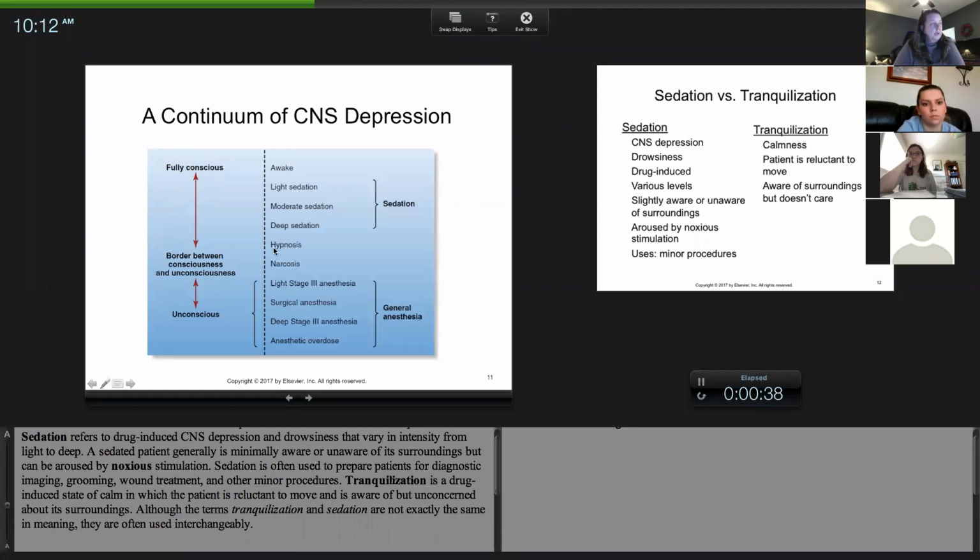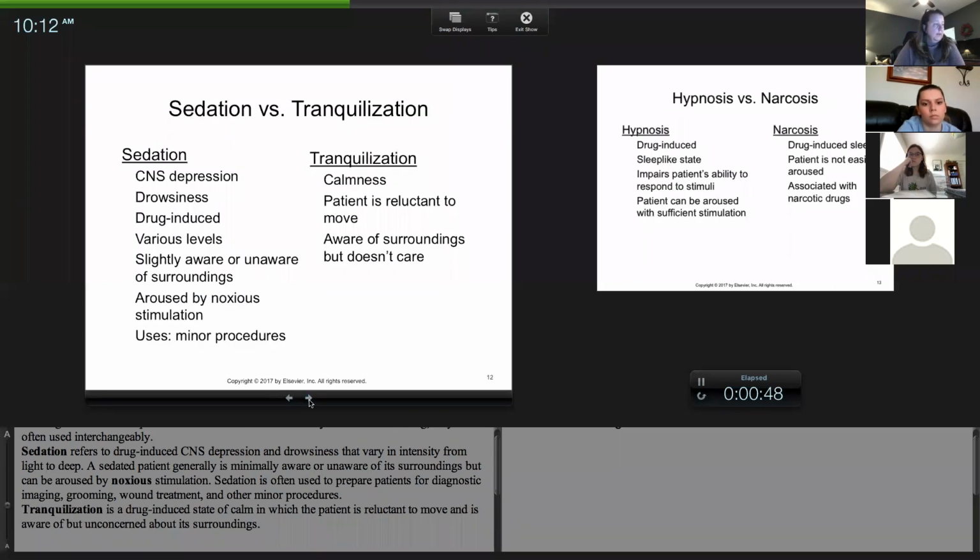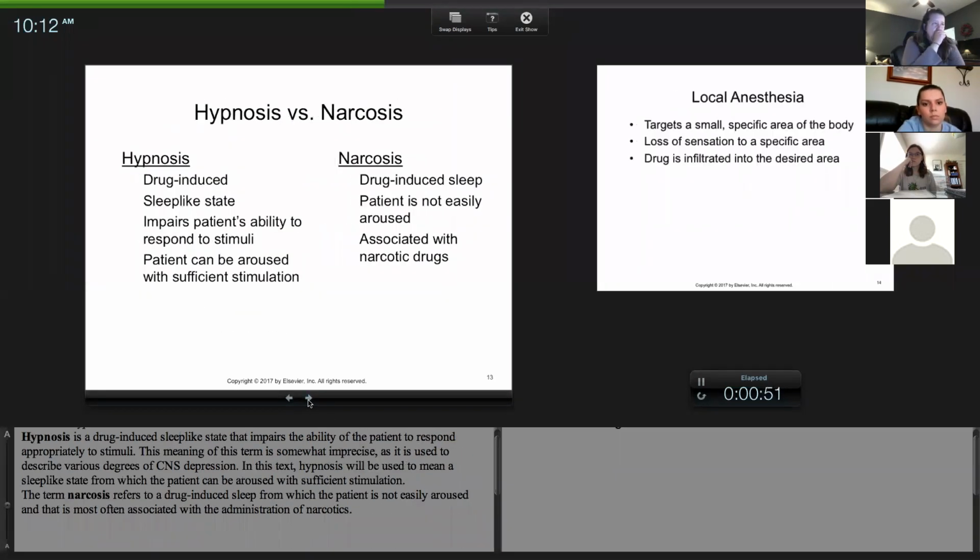And then we're going to get into drugs that put them into hypnosis or narcosis. Now we're traveling closer to unconsciousness when you get into the hypnotics and the narcotics, or narcosis. So if I get to that slide, hypnosis is a drug-induced sleep-like state. Well, think about if you were hypnotized.